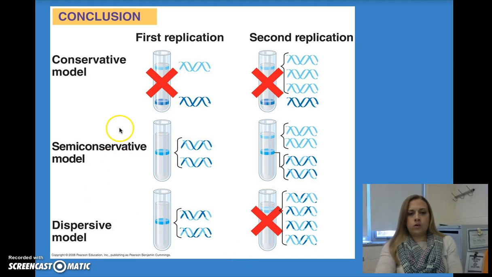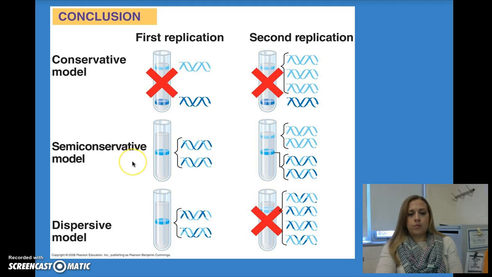And so what happened was, if you compare these replications, so the first and second replication, to the models that we just looked at, the conservative model, after the first replication, what it would have shown is that you have your really heavy stuff that was all nitrogen 15, and then your lighter stuff, which was all nitrogen 14. And then again, in your second replication, you would have still had your really heavy stuff as nitrogen 15, and then you would have had more of the lighter stuff up here, because everything is going to just be grown in that nitrogen 14. It'll all be lighter. Okay, this is not what Meselson and Stahl found, so this does not work.